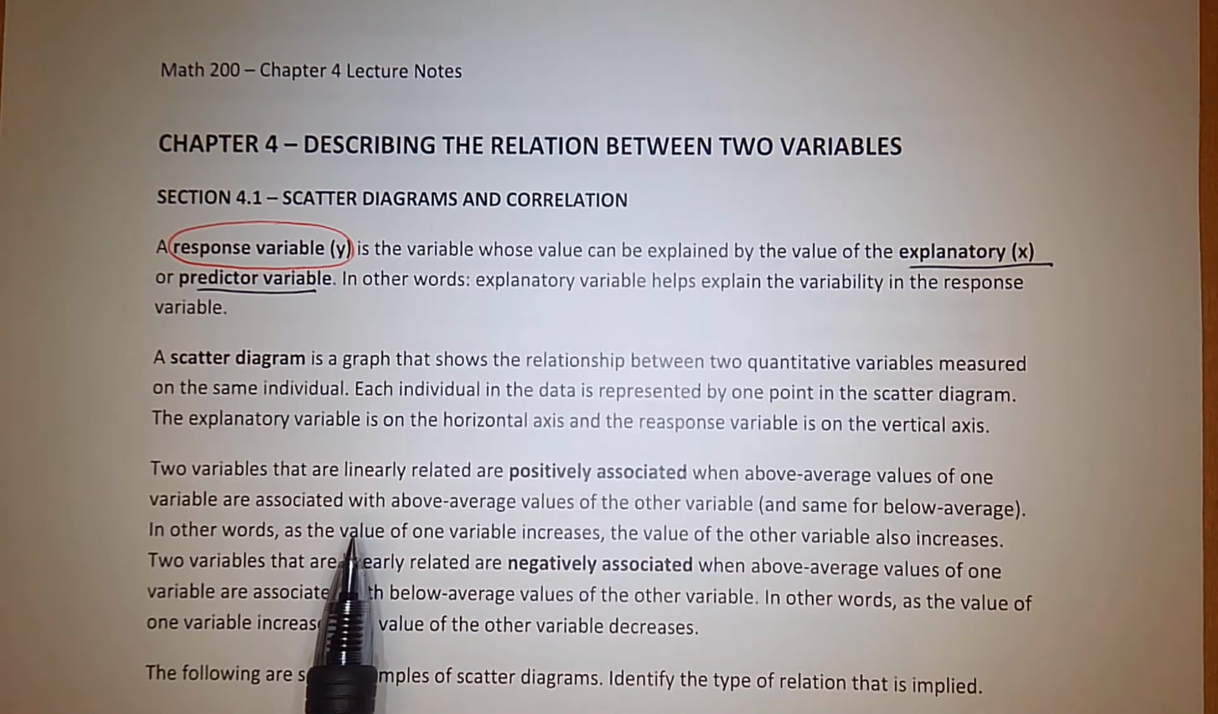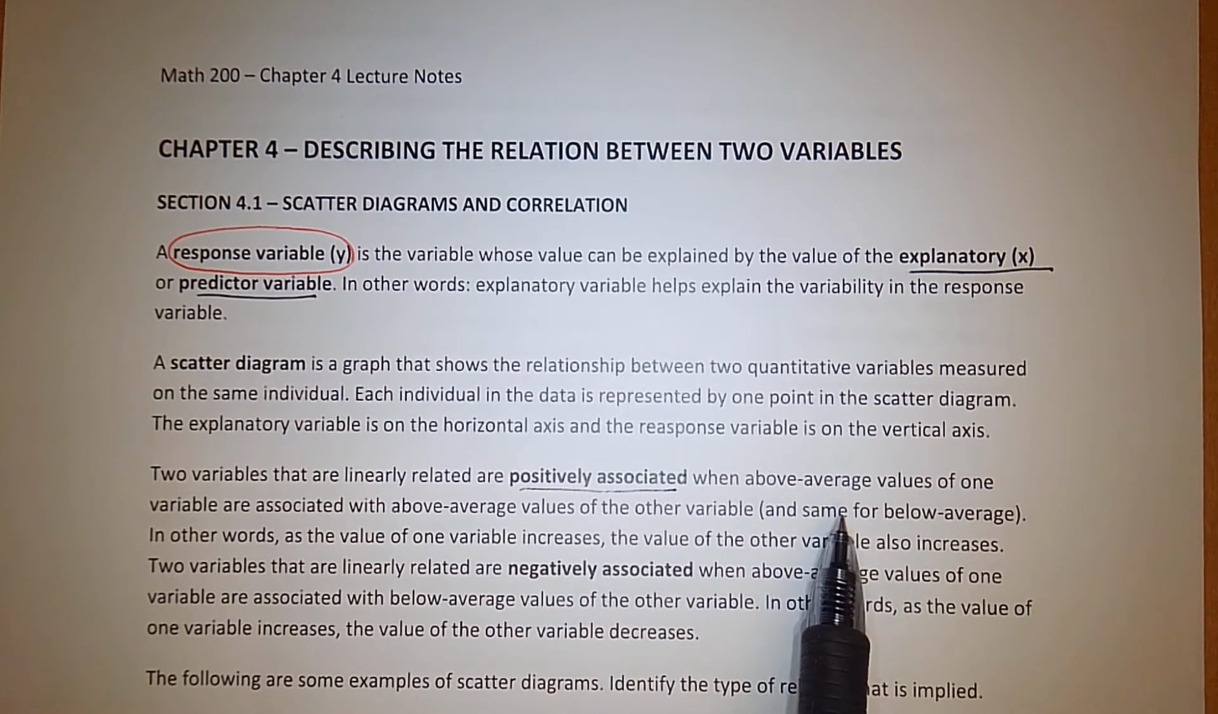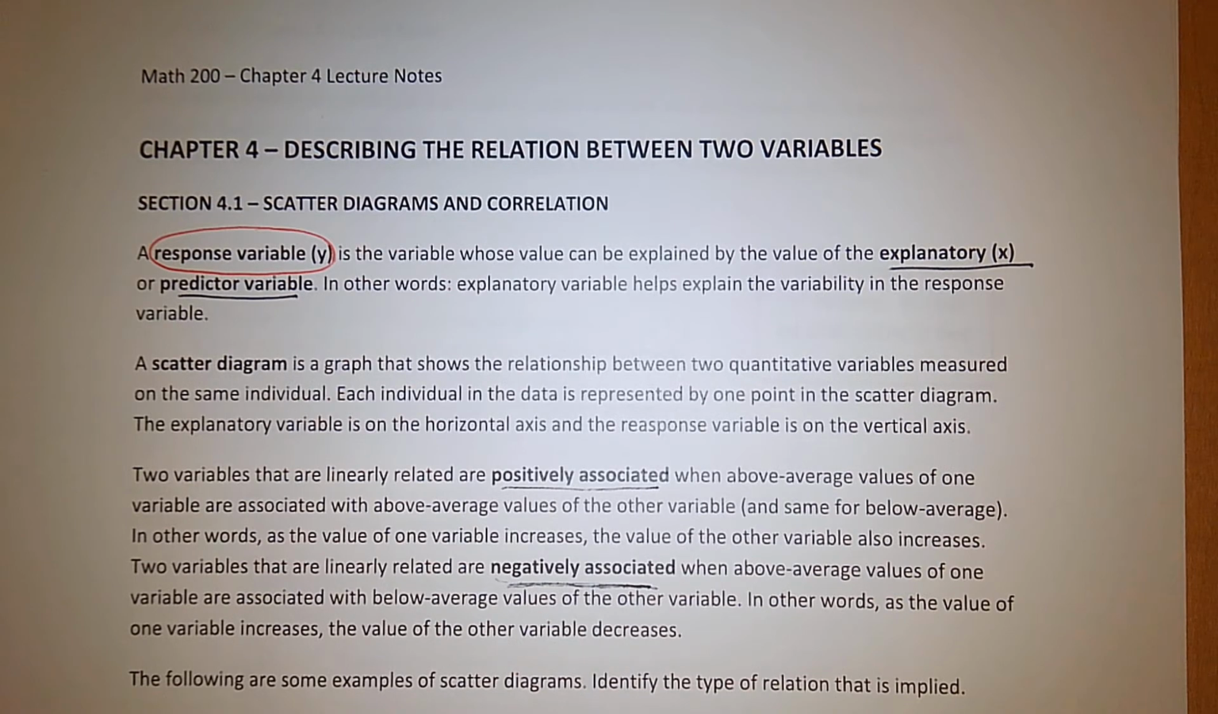Two variables that are linearly related are called positively associated when above average values of one variable are associated with above average values of the other variable, and same for below. In other words, as the value of one variable increases, the value of the other variable will also go up. Two variables are said to be negatively associated when above average values of one variable are associated with below average values of the other variable. In other words, as one variable increases, the other variable will decrease.